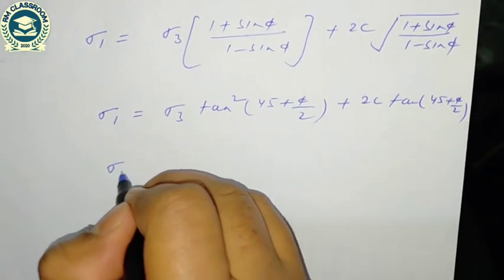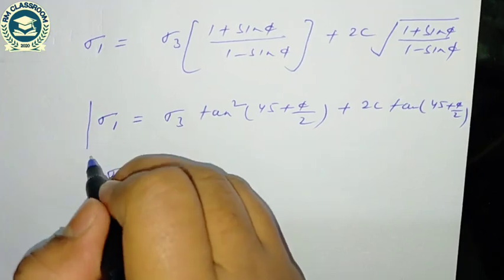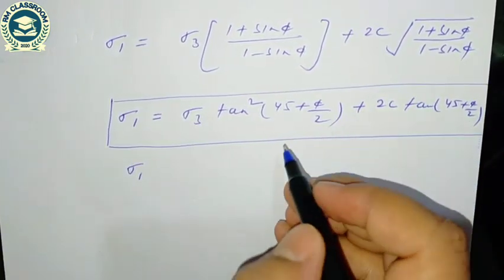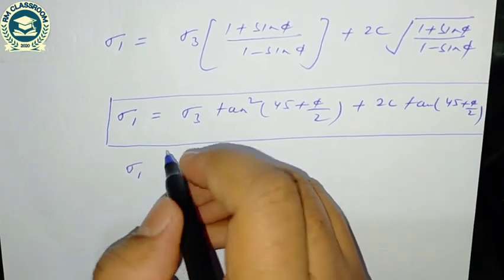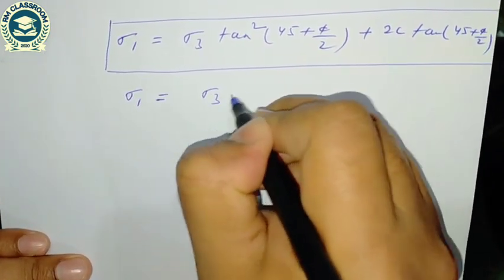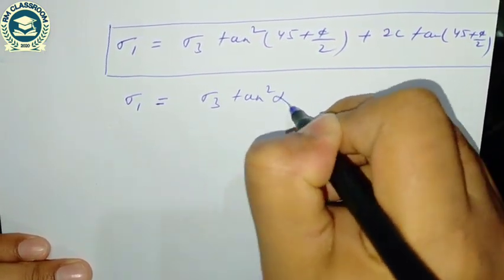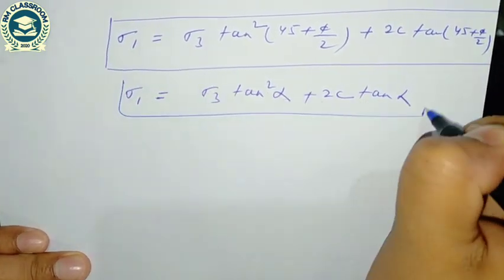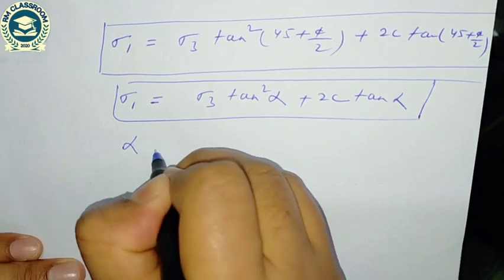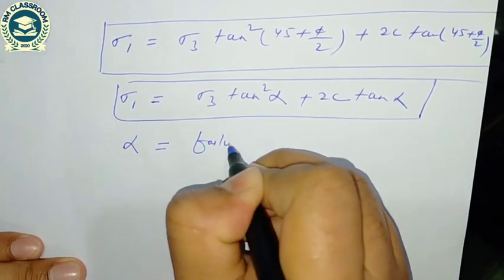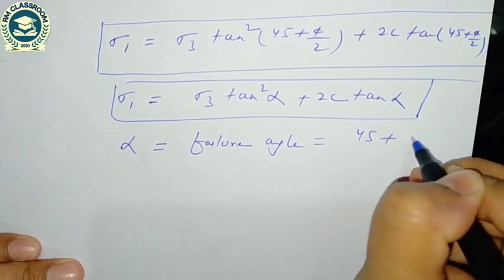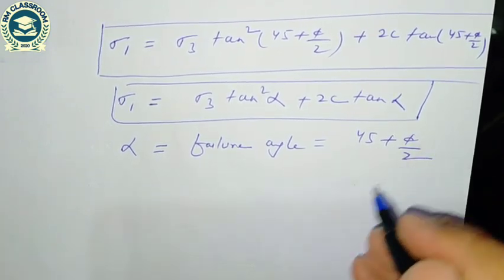So this is a very important relation between the major principal stress, minor principal stress, cohesion and angle of internal friction. So sigma 1 is equal to sigma 3 tan square alpha plus 2C tan alpha, where alpha is the failure angle, and it can be written as 45 plus phi by 2.